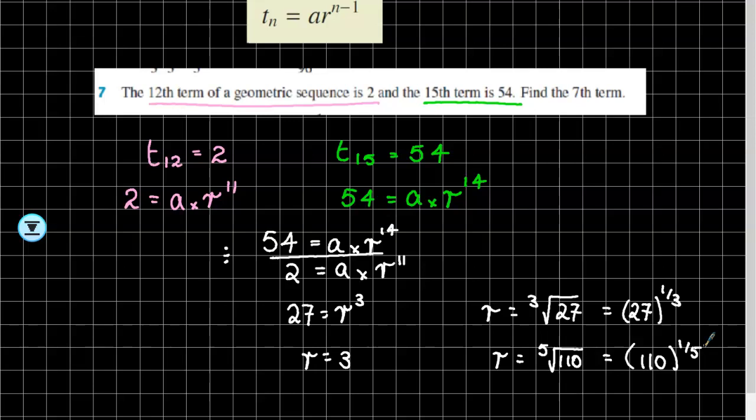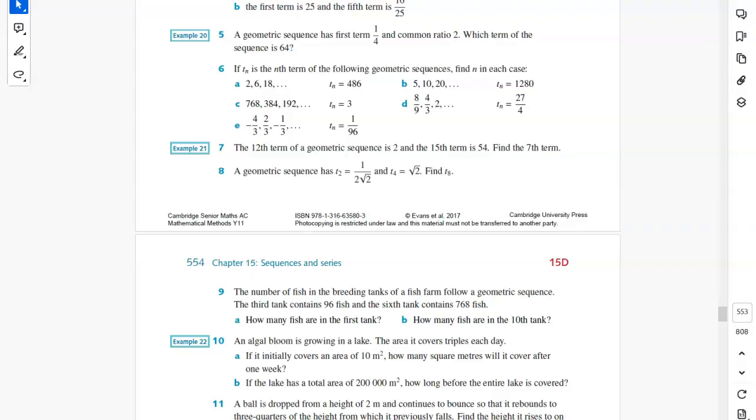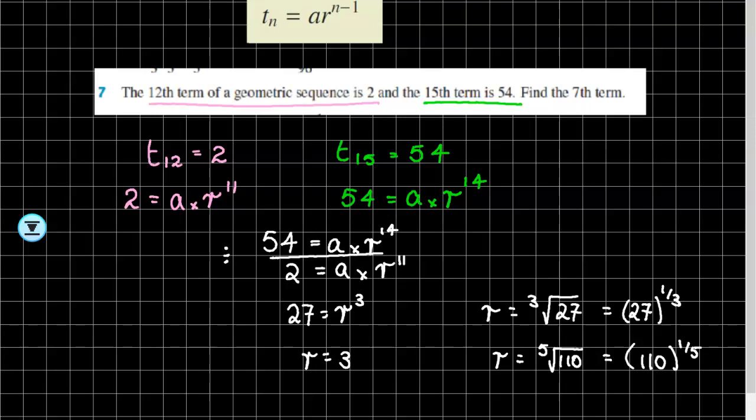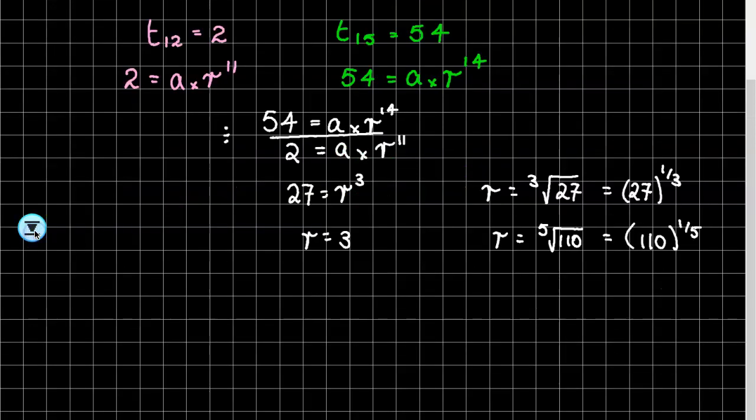Do we have some questions from here that we looked at and we went, not quite sure what to do? Oh, sorry, I need to finish the answer. So R is 3. Find the 7th term. So when R is 3, we can pop it back into either one of these. So we can then go 2 equals A times 3 to the 11.